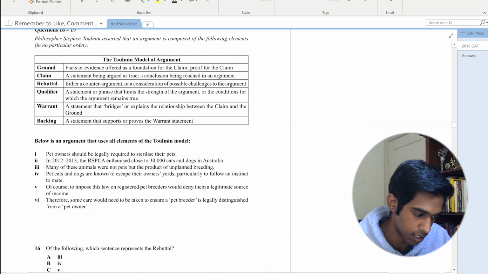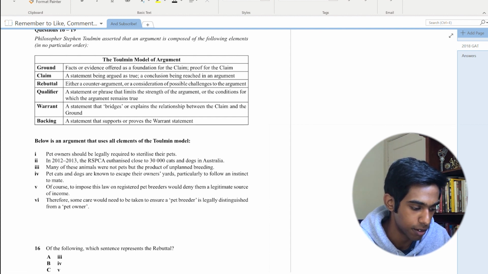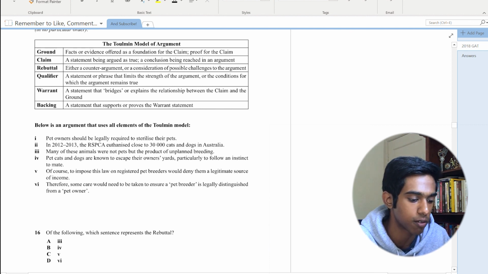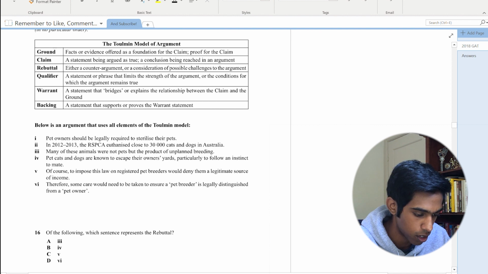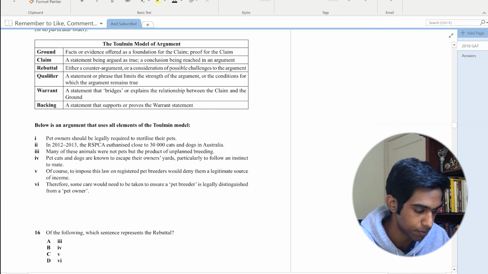So the first sentence is that pet owners should be legally required to sterilize their pets. In 2012 to 2013, blah, blah, blah, euthanized close to 30,000 cats and dogs in Australia. Many of these animals were not pets, but the product of unplanned breeding. Pet cats and dogs are known to escape their owners' yards, particularly to follow an instinct to mate. Of course, to impose this law on registered pet breeders would deny them a legitimate source of income.